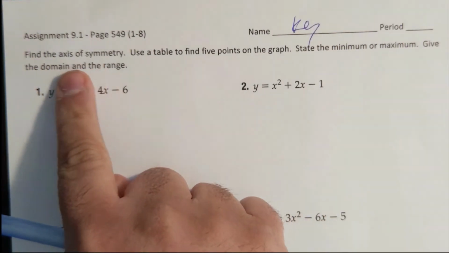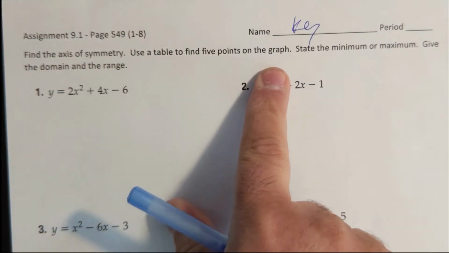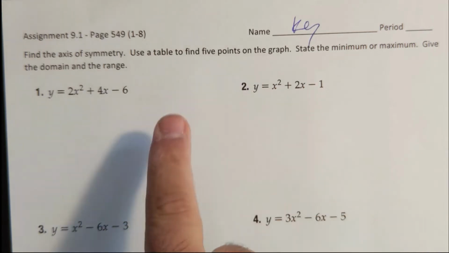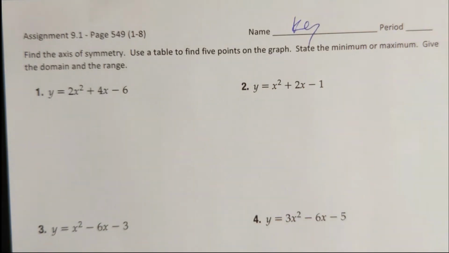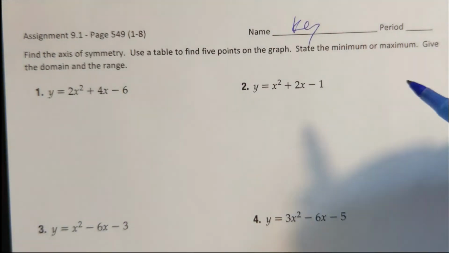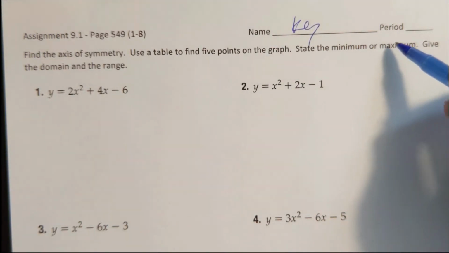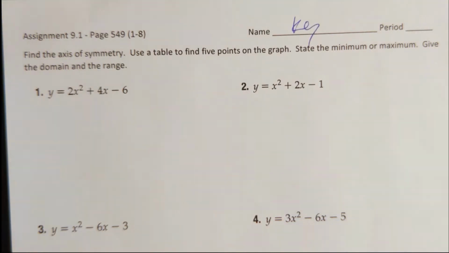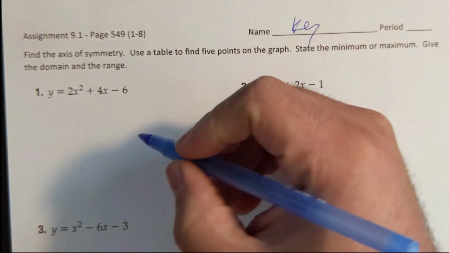On this one, it says find the axis of symmetry. Use a table to find 5 points on the graph. I know I showed you guys the way to do it a little bit quicker, but you do still need to be able to do a table. So on this one, it says state the minimum or max, give the domain and the range. Let's go ahead and do the table first.